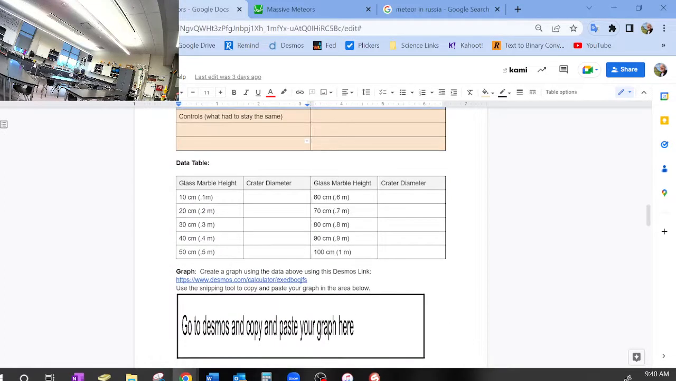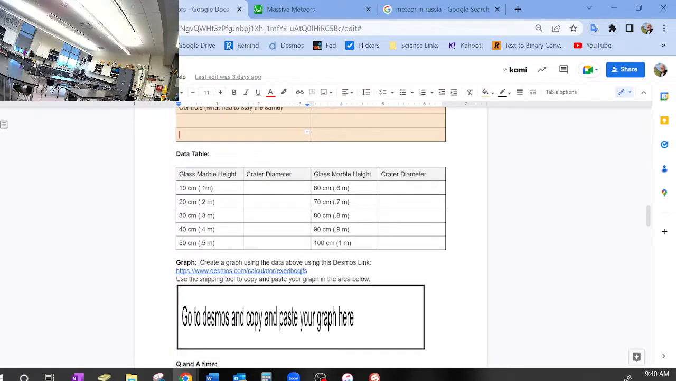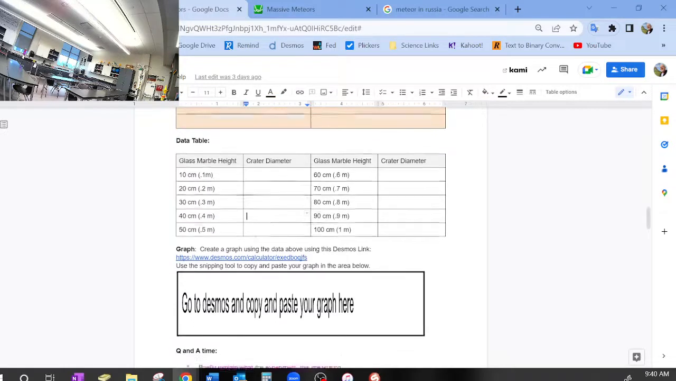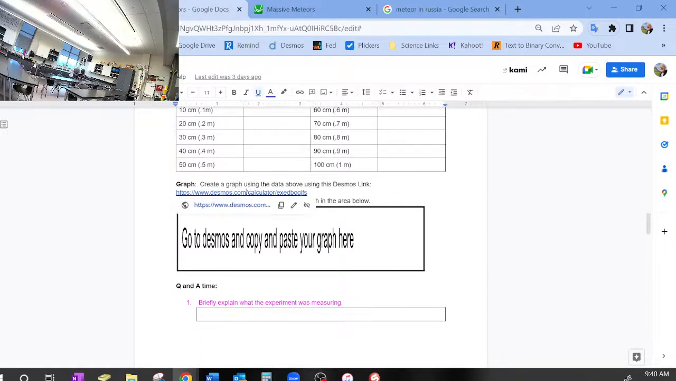Then we have the data table. Here we have the data table. We're only using the glass marble now. We're not using the steel marble. We're only using the glass marble. We're going to drop it from 10 centimeters, 20 centimeters, 30 centimeters, and we're going to measure the size of that crater. Once we get this data table figured out, we're going to go off and use Desmos.